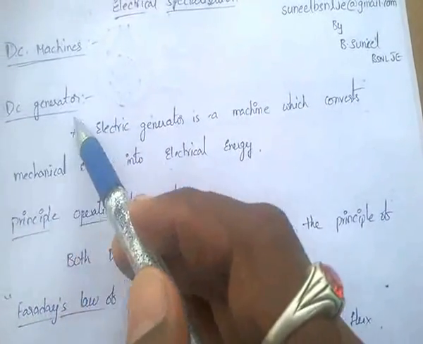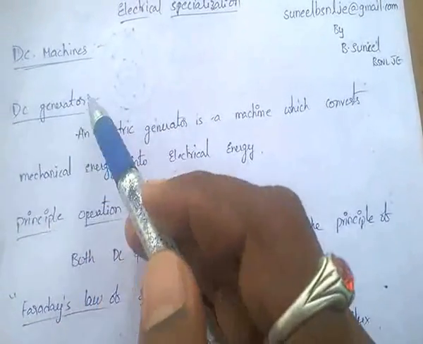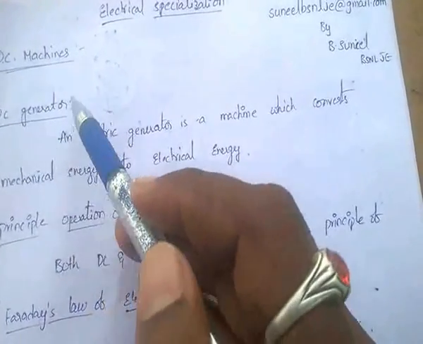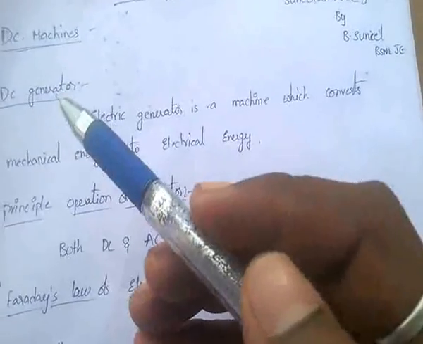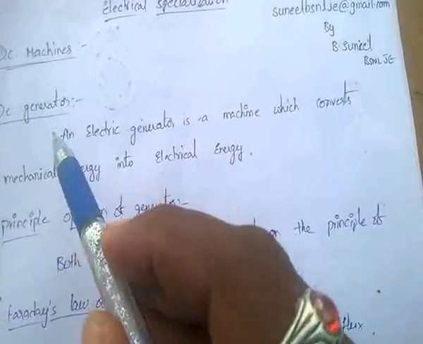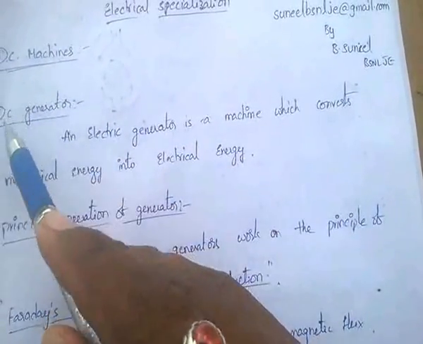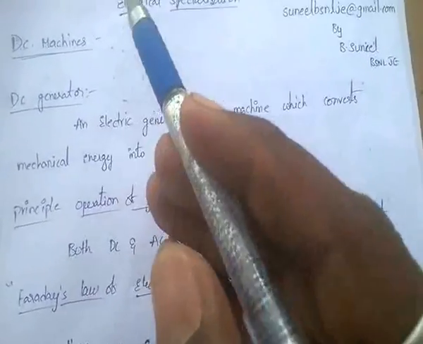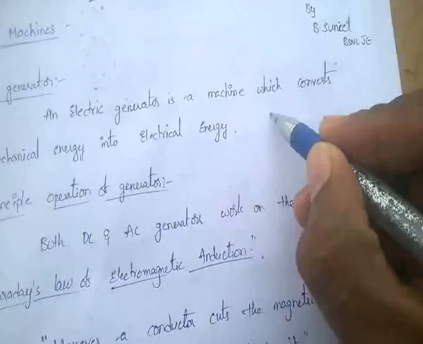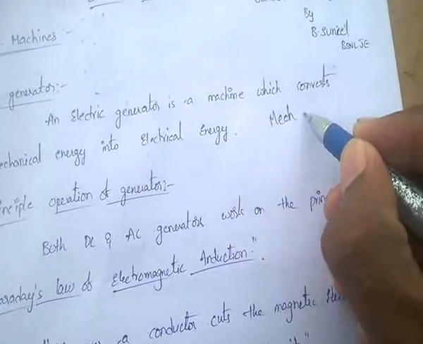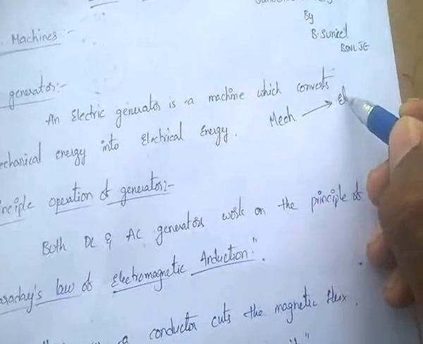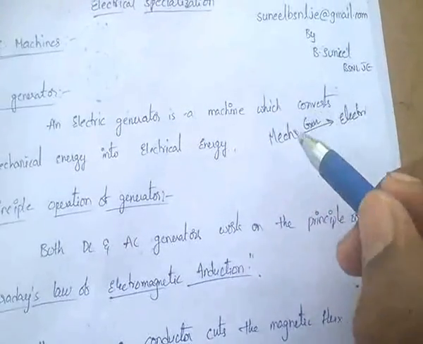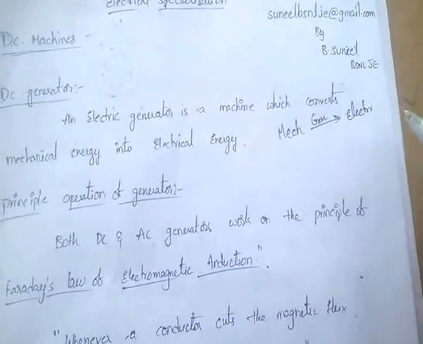First of all, what is a generator? It generates electrical energy. That means an electric generator is a machine which converts mechanical energy into electrical energy. Generator converts mechanical energy into electrical energy.